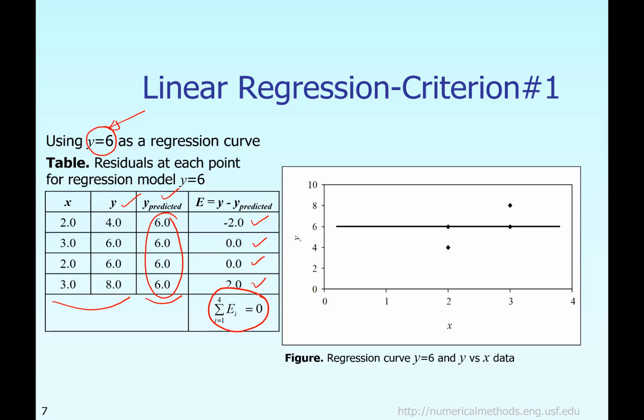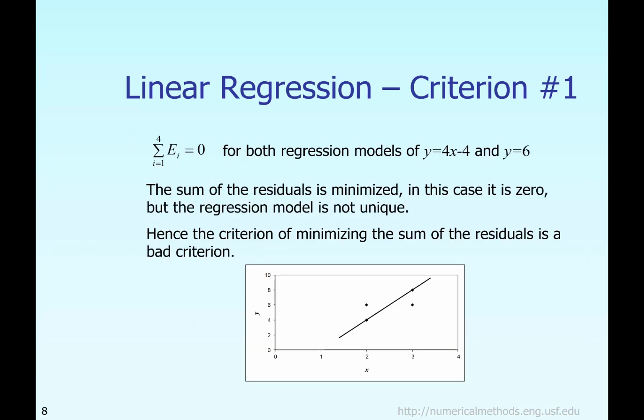That I have at least 2 different straight lines where I'm using the criteria of minimizing the sum of the residuals, and I'm getting the sum of the residuals to be 0. So one can very well say that, hey, for both of these regression models, I'm getting the sum of the residuals to be equal to 0. So the sum of the residuals is minimized, and in this case it is 0.